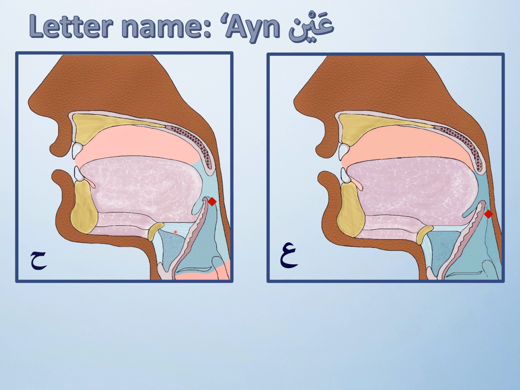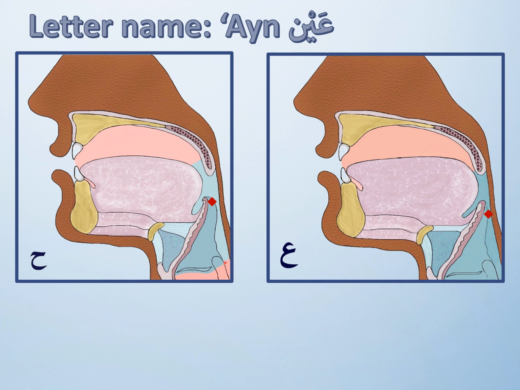So the epiglottis is pushed back further for the Ayn compared to the Ha, and you can also see that in the ligament area here, the blue ligament area, which is this ligament which sits between the epiglottis and the hyoid bone. So you can see here it's completely opened up, pushing back the epiglottis, and here it's not opened up as fully as it is with the Ayn. So in this area you can see the difference between the two letters.